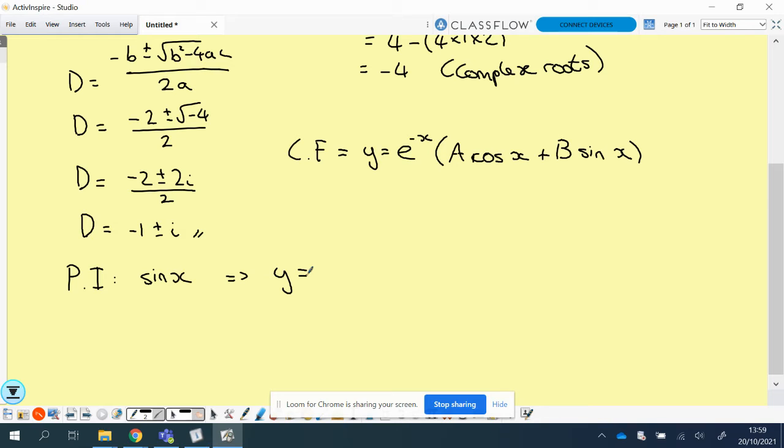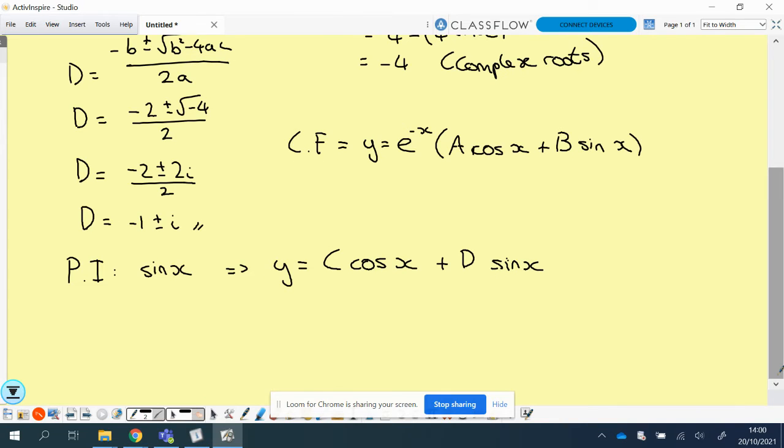Okay, so we'll have c cos x plus b, not b, sorry, let's try it again, should be d sin x. Okay, so that's going to be what our particular integral will look like, y equals c cos x plus d sin x. So I'm going to want to substitute that into my equation up the top to work out what the values of c and d are. I'm going to do that first. So I'll need to find the derivative of this and the second derivative.